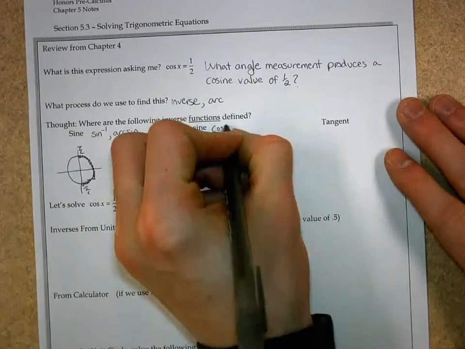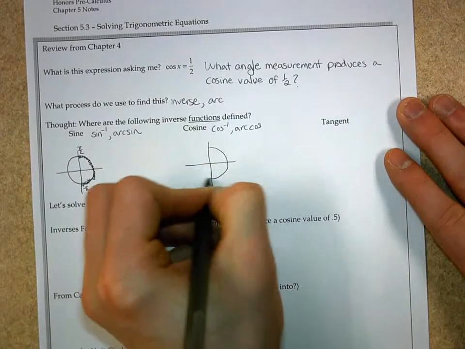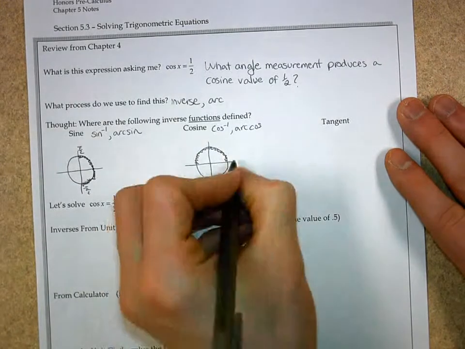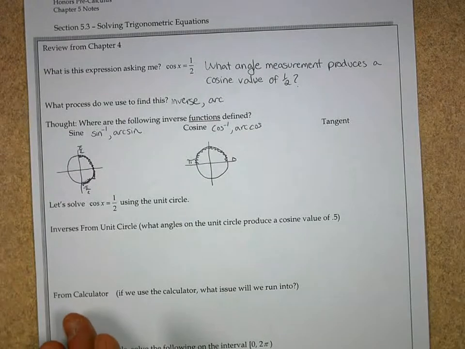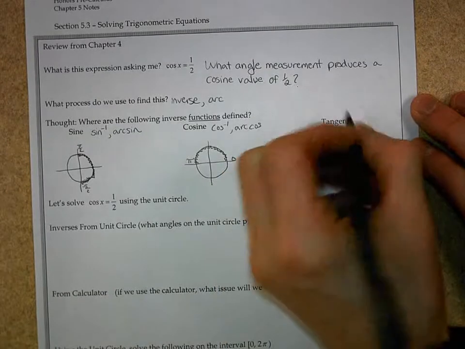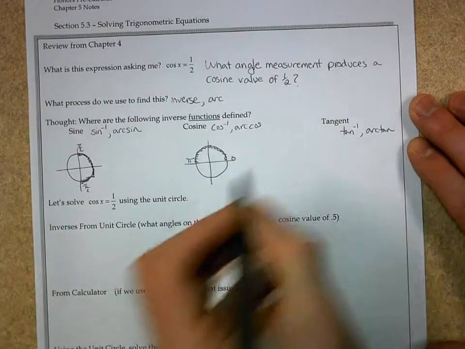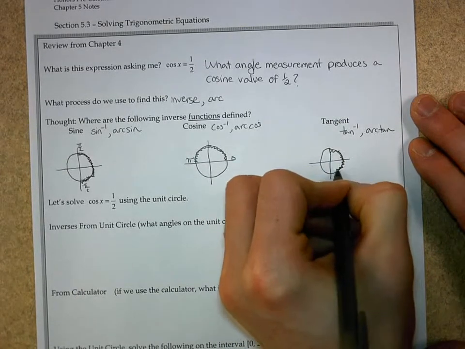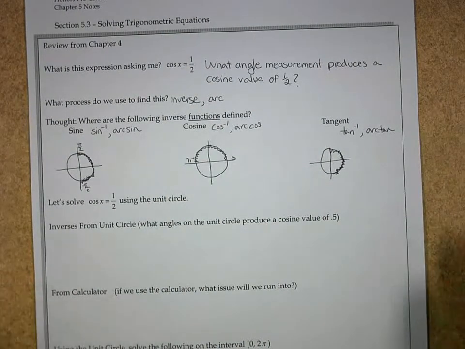The second one, the cosine inverse or the arc cosine, was defined in the first and the second quadrant, or from 0 to pi. Once again, the cosine inverse function. And then finally, the tangent inverse function, or the arctan. That one was also defined in the first and the fourth quadrant, just like sine. And once again, that is the function.